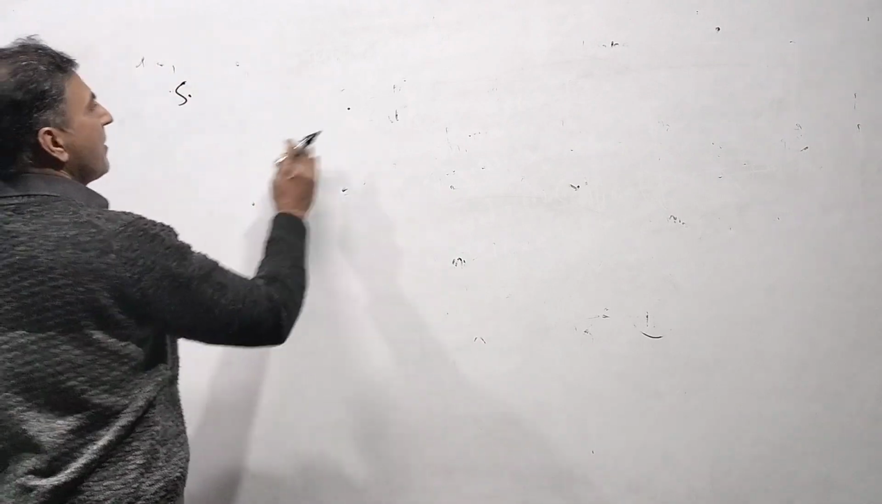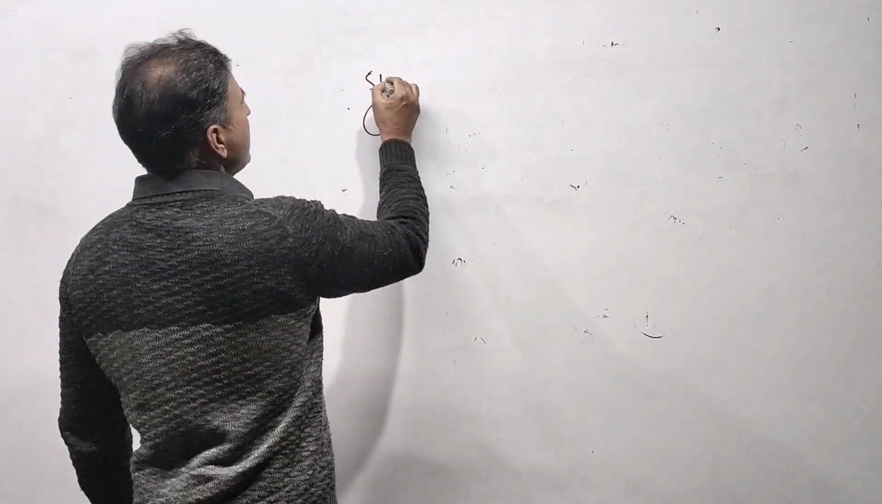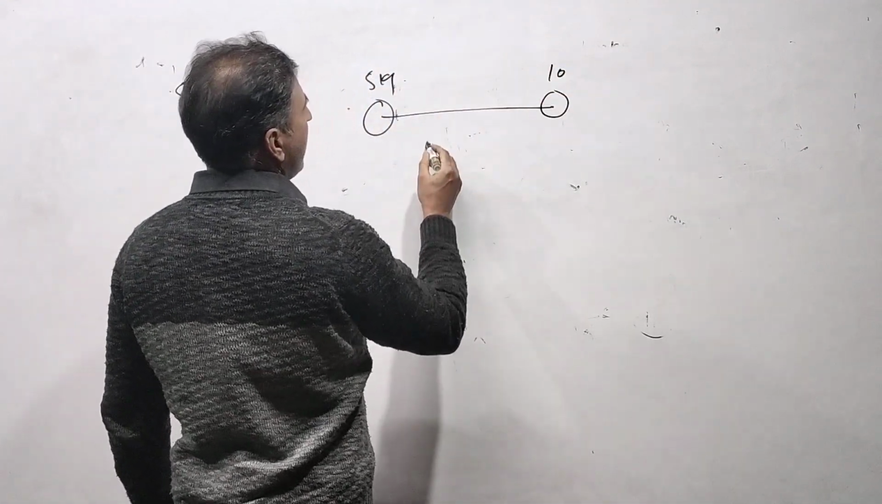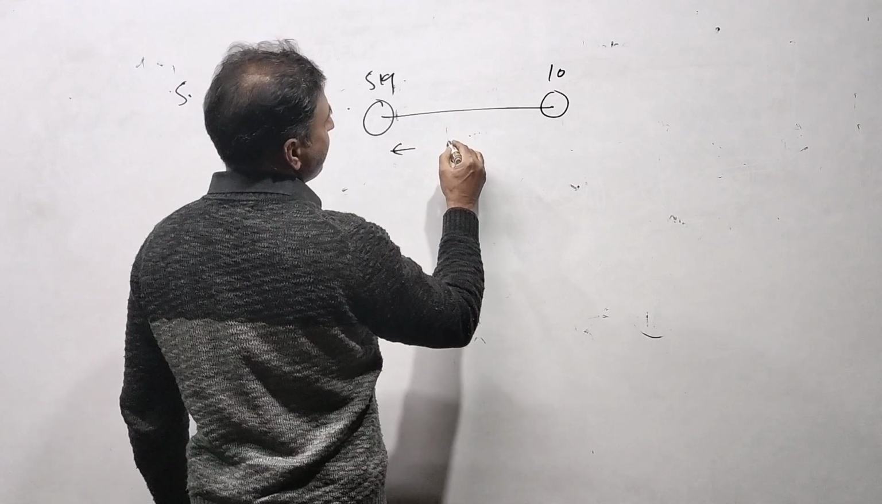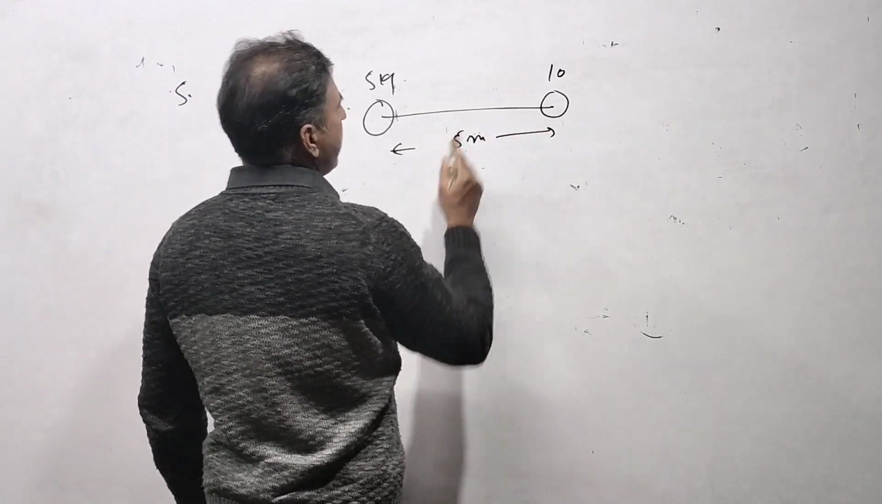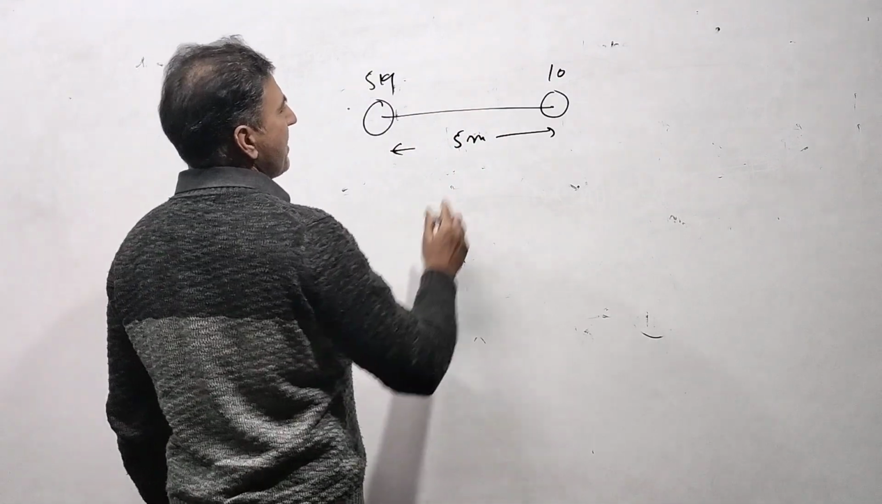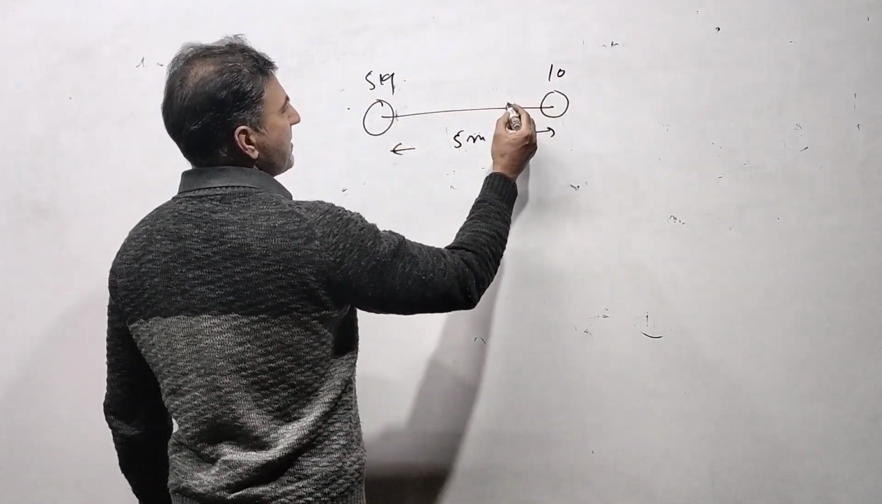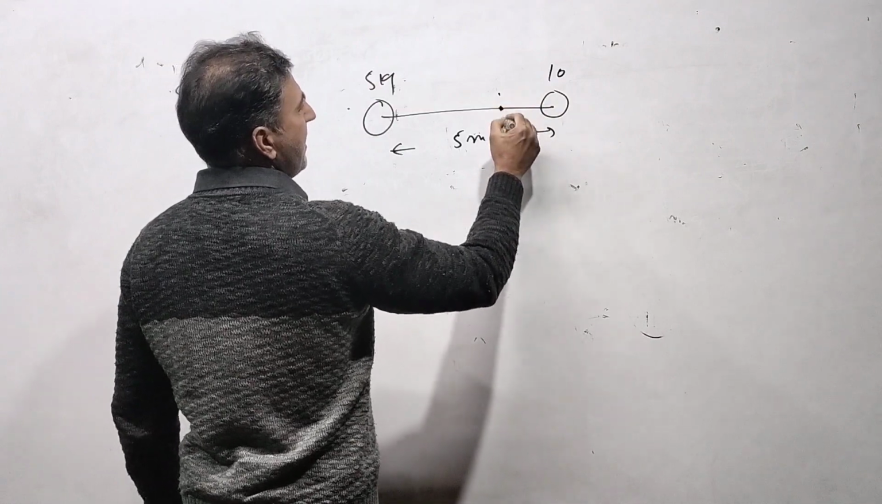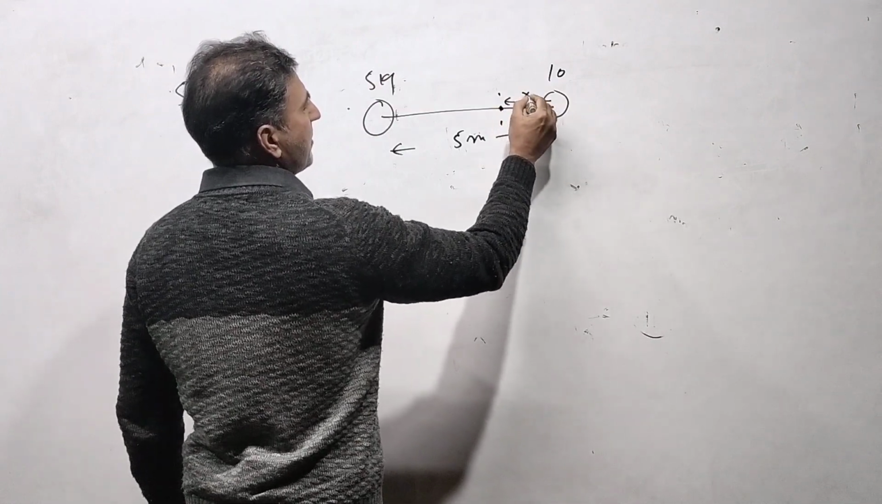Fifth point. Can we do this? Suppose it is 5 kg and 10 kg here, and the distance is 5 meters. Can I find the center of mass? The center of mass should be shifted to the greater mass side. Let it be at this position, x away from here.